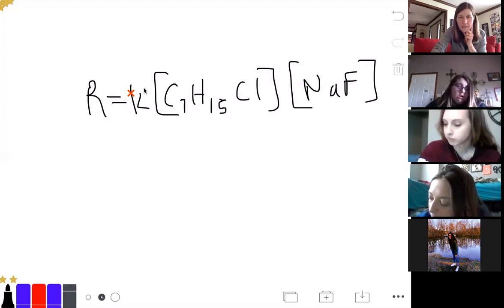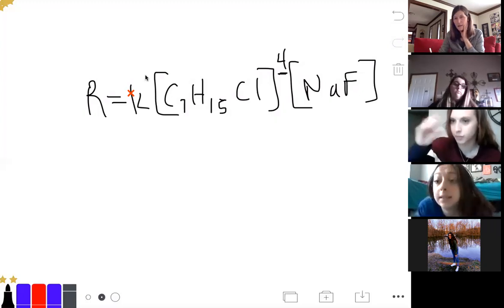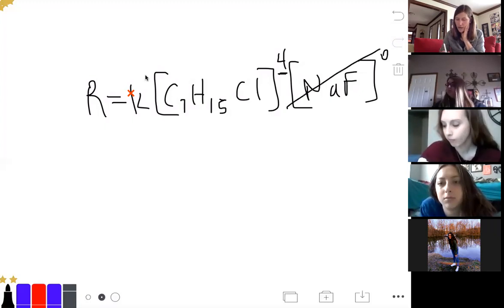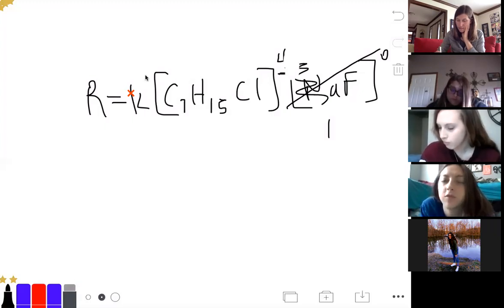It says it's 4th order with respect to that C7H15Cl. So what would the exponent be then for that reactant? It's going to be a 4. And then it tells me it's 0 order with respect to NaF. So what's the exponent for NaF? It's actually 0. So the overall rate, I'm just going to erase instead of rewriting. Is it 4 or is it 5?